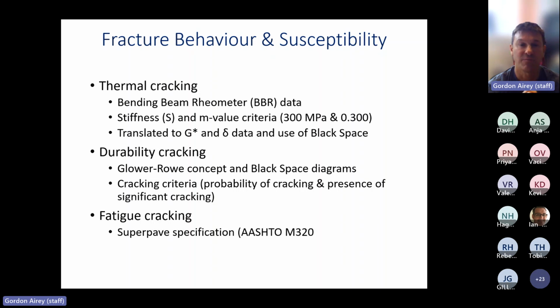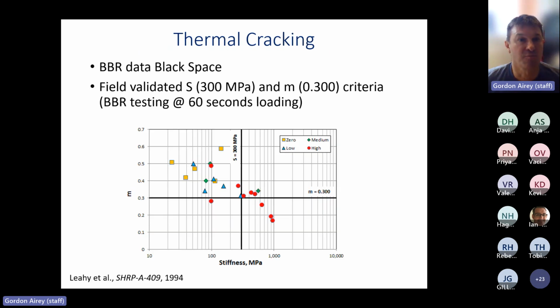And again, it seems strange that we could use a black space diagram to look at fatigue cracking, particularly as this is a slightly different mechanism to what we would normally determine using the DSR in terms of rheological profiles. But again, I'll show you a quick graph of how we could use that, and potentially how we could use a black space diagram as a specification, or at least a map, if you like, in terms of performance. So let's start by looking at thermal cracking.